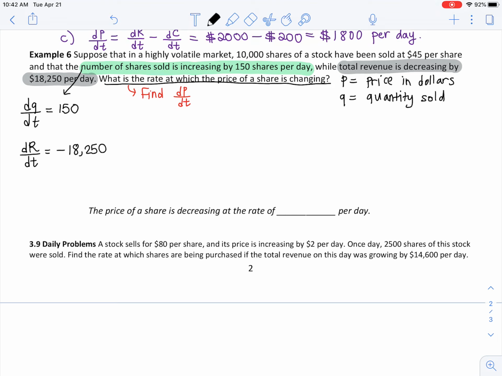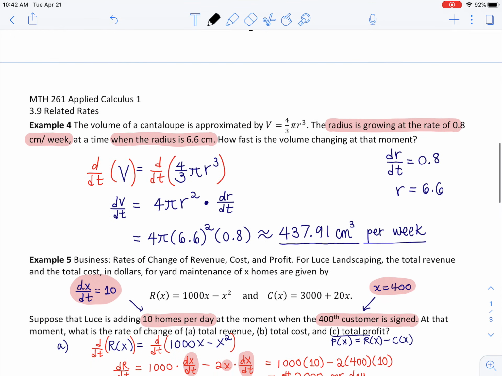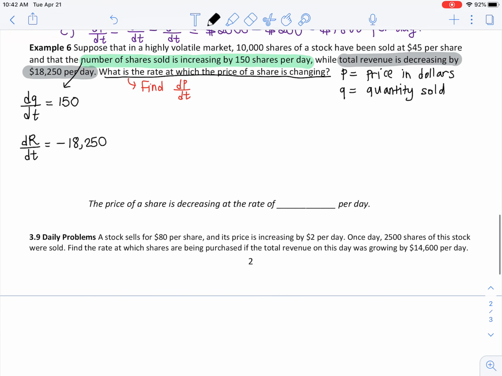And guys, I wrote down everything that we were given, right? So we need to find dP/dt. And I'm going to give you an equation. Just like how for the area of a circle problem, we needed to know that area is equal to pi r squared.